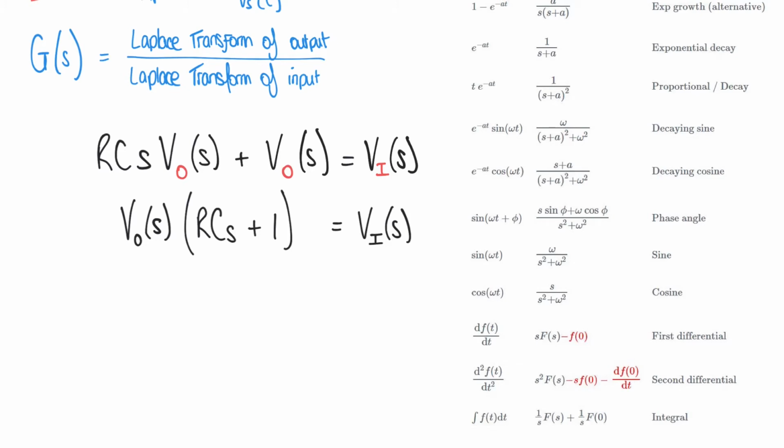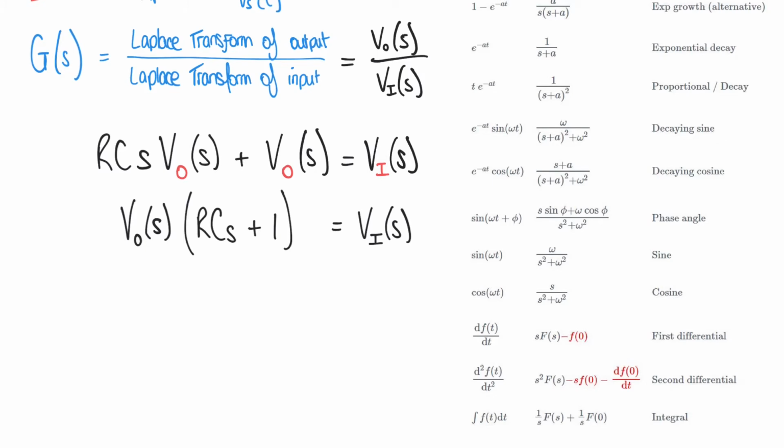So now we've performed the Laplace transform of both sides of our function, and earlier we defined the transfer function as this here, the Laplace transform of the output over the Laplace transform of the input. Well, the Laplace transform of the output is VO of S, and the Laplace transform of the input we've called VI of S. And so simply we're going to rearrange our function into this form here.